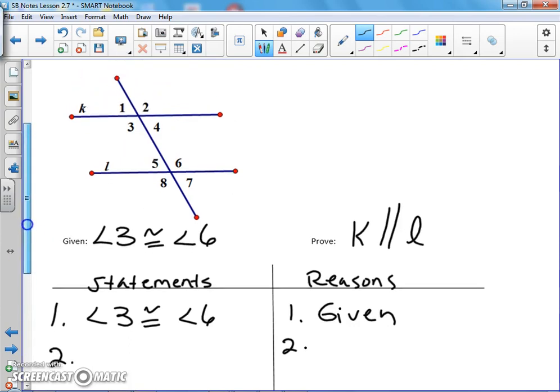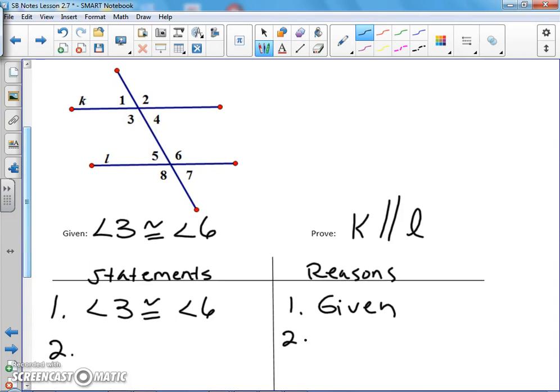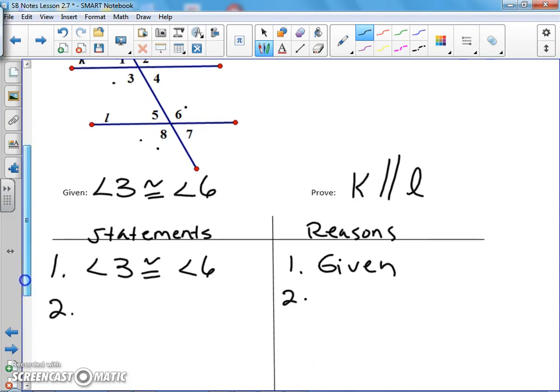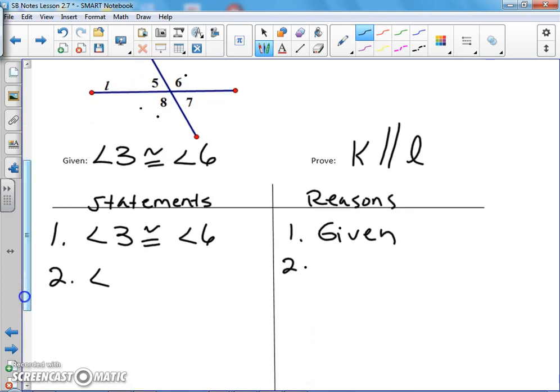So based on that, I need to link angles 3 and 6 using a pair of corresponding angles. Well, 3 corresponds with 8. So if I can look for the relationship between 6 and 8, that can help me get there. Well, we know that 6 and 8 are vertical angles. So I can say that angle 6 is congruent to angle 8 because of my vertical angles theorem.